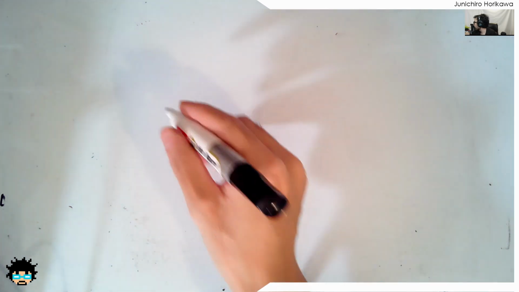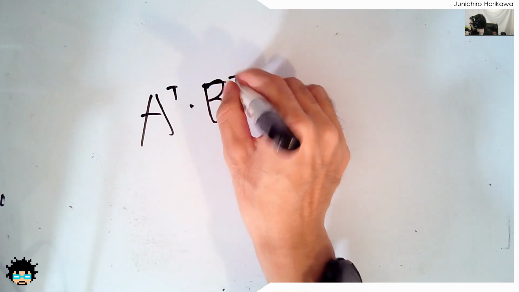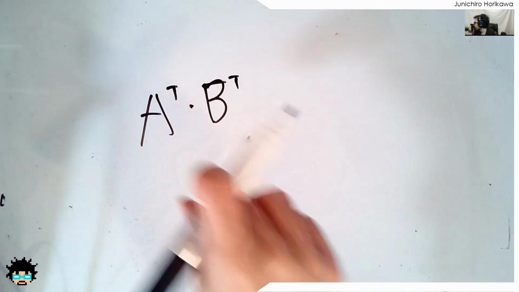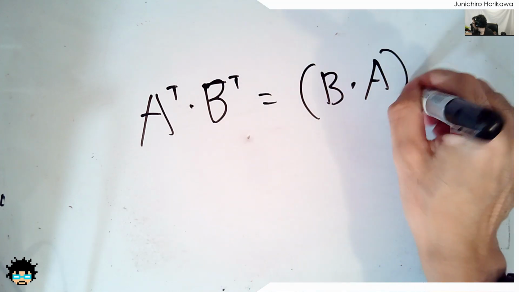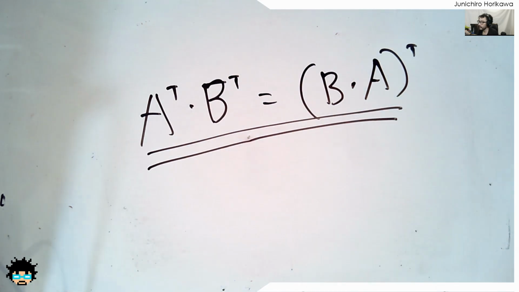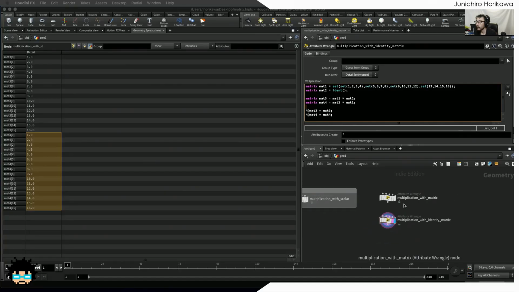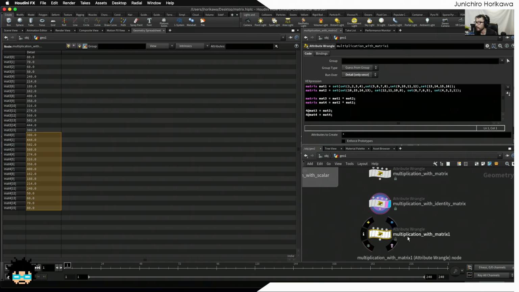Now I've also explained that if you have two matrices multiplied together, the transpose of the result is equivalent to B transpose multiplied by A transpose. So let's see if this is also true by calculating this in Houdini using a transpose function and multiplication. Okay, so I'm going to duplicate this node here, and let's name this multiplication with transpose matrix.